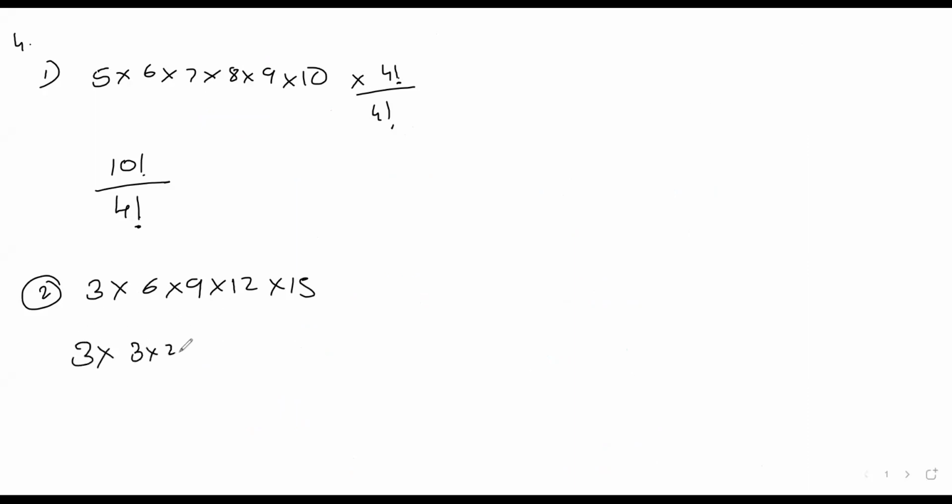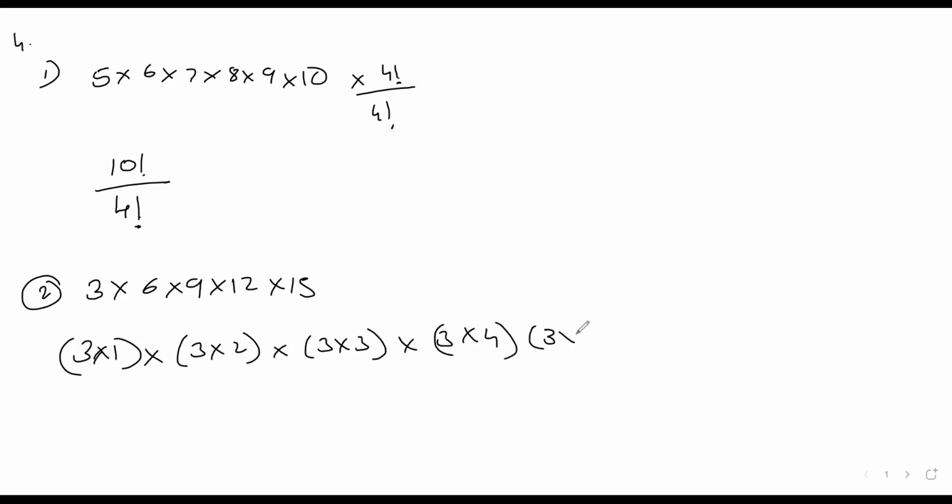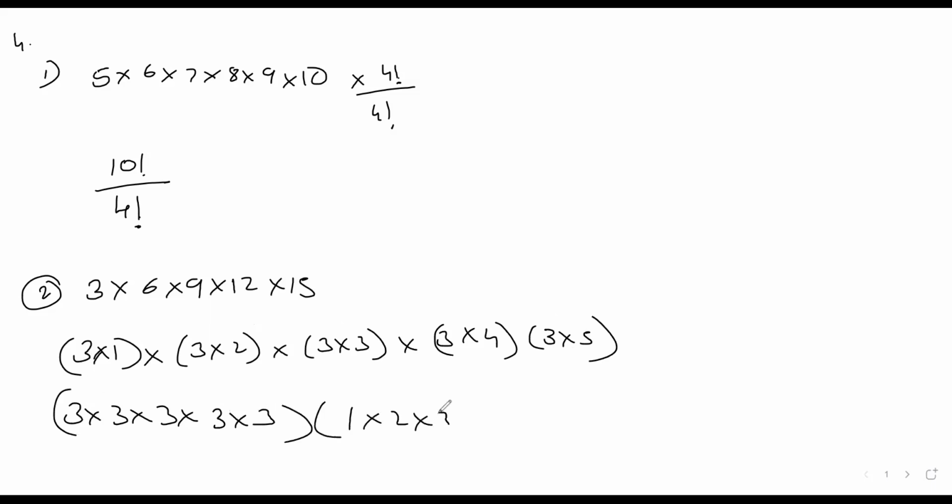3 into 1, 3 into 2, 3 into 3, 3 into 4, 3 into 5. If I say 3 into 3 into 3 into 3 into 3, then I will get 1 into 2 into 3 into 4 into 5. This is 3 raised to 5 into 5 factorial.